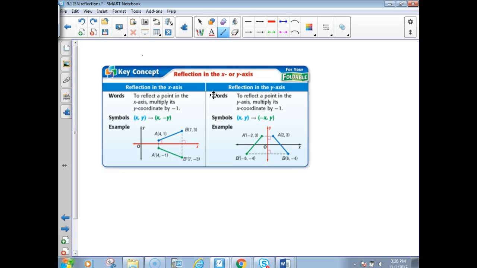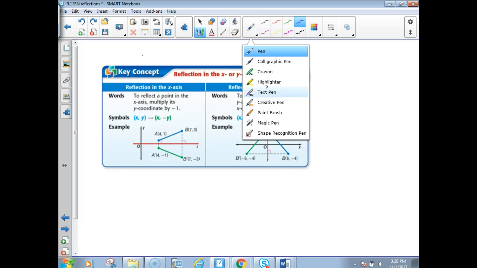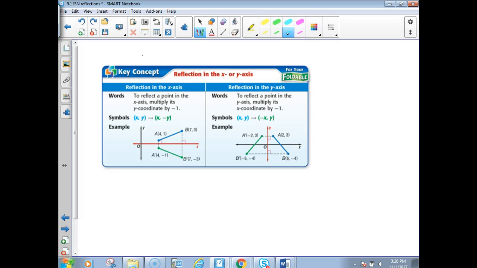Okay, now this is a generalization about reflecting in the x and y axis. If you are reflecting over the x-axis, the y values change sign. Another way to think of it is multiply the y coordinates by -1. You will have this as a rule. It's just saying here to change the sign of y.